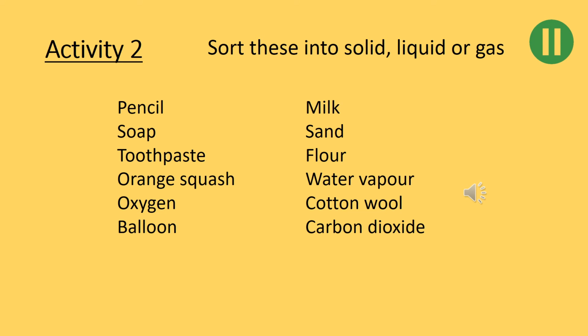Please remember to take a photo of your poster and upload it to Padlet. Here is your next activity. This shouldn't take you too long. In your book, you can write the headings solid, liquid and gas. And I want you to write the examples in which column you think they would go in. Some of them are tricky. I've put them in there to challenge you. Pause the video while you do this task.